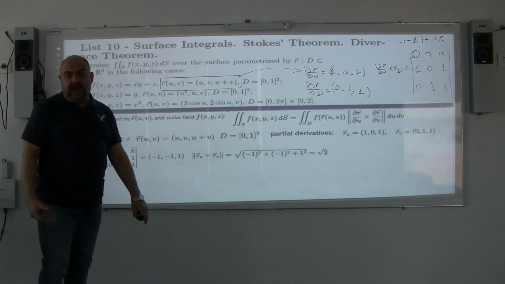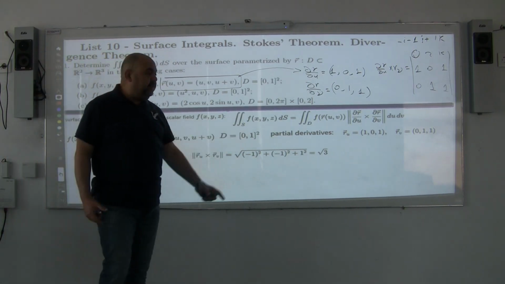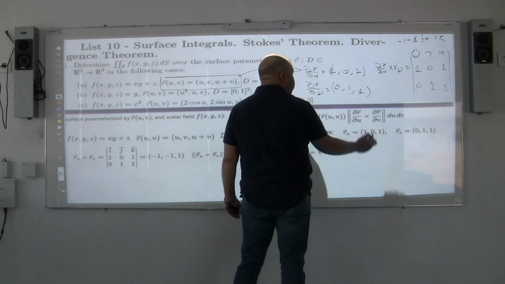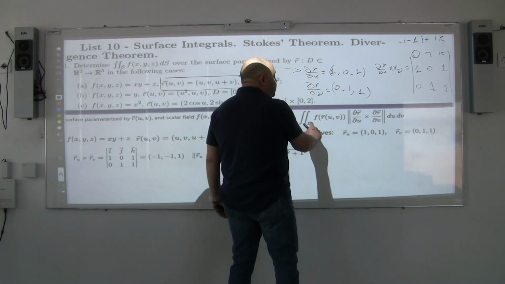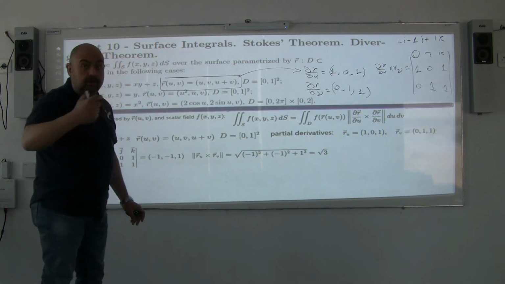So simply, I got the magnitude, as you can see. So it's going to come up to root 3. I'm ready to rock. All I have to do is replace this guy by root 3, and then making the substitution, getting f as a function in u and v.